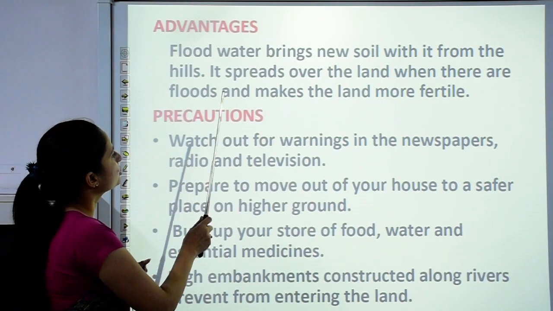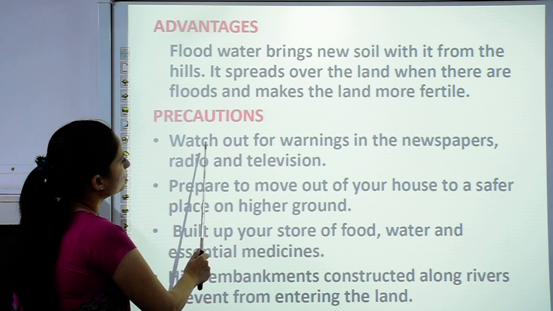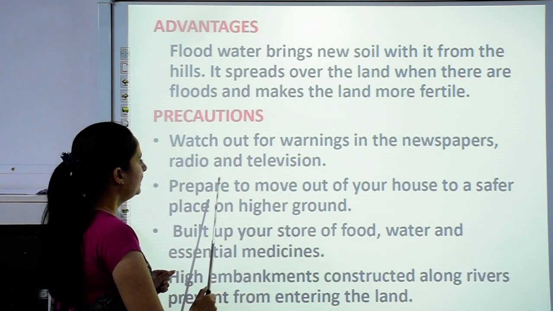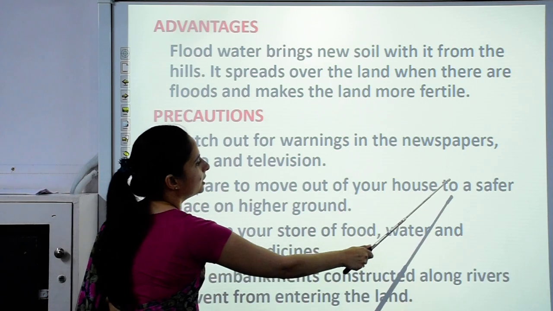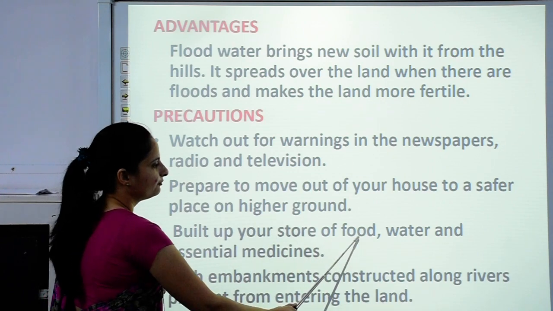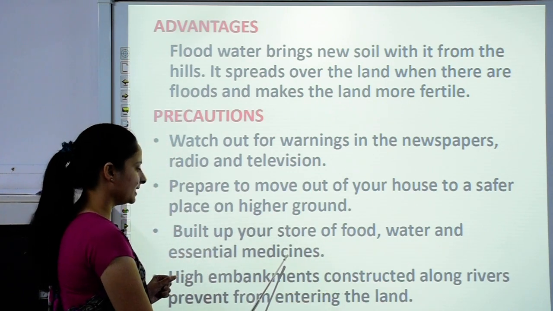Now what precautions should you take at the time of floods? You should watch out for the warnings in the newspapers, radio and television. Prepare to move out of your house to a safer place on higher ground. Build up your store of food, water and essential medicines.